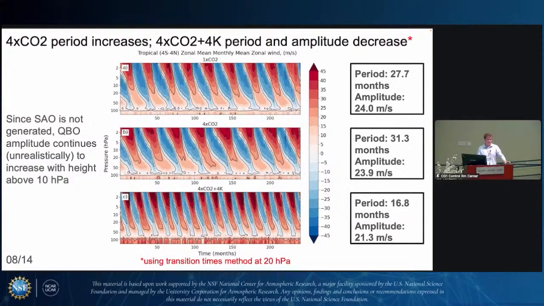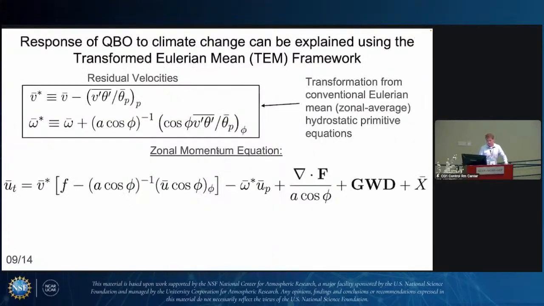And since this is the case where we see the largest change in the characteristics of the QBO, this is what I'll focus on for this talk. And so, of course, we want to understand why the QBO is changing in response to our increased CO2 and sea surface temperatures. And we can do that using what's called the Transformed Eulerian Mean, or TEM, framework.